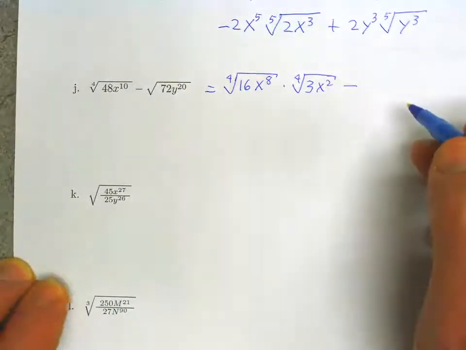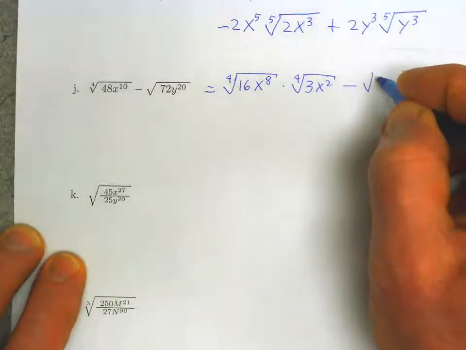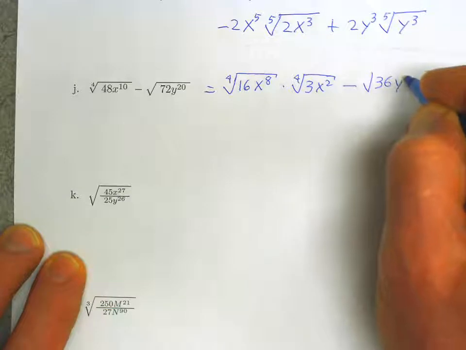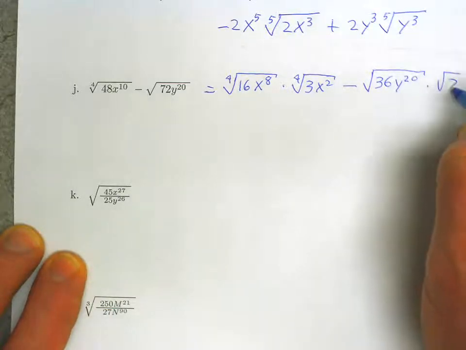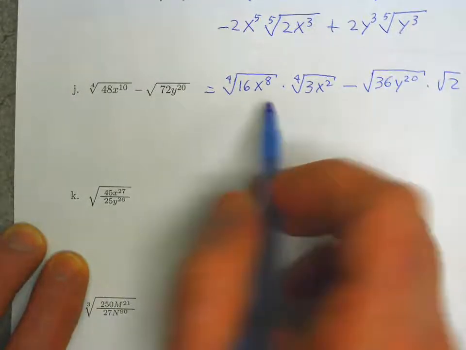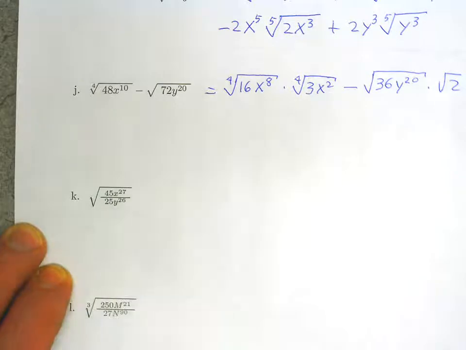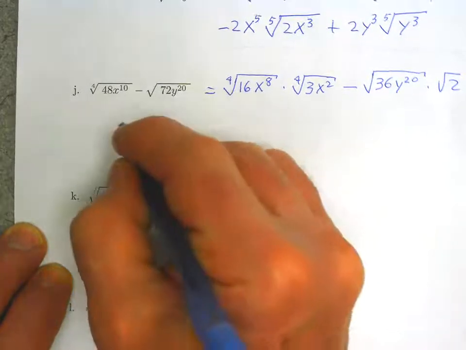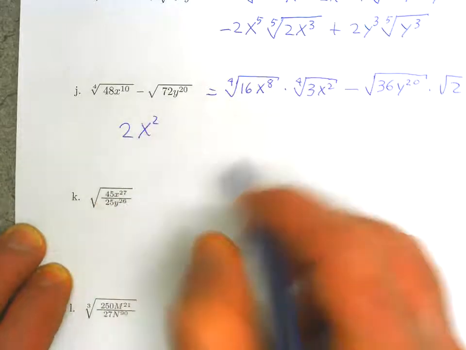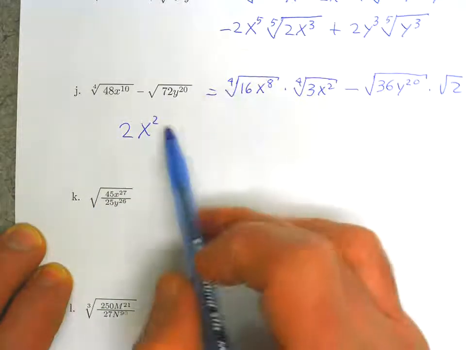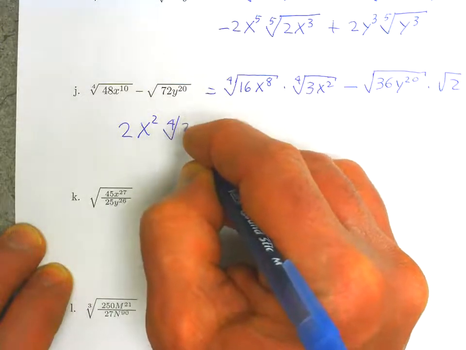And then over here, write this as the square root of 36y to the 20th times the square root of 2. And then in the next step, we can write the completely simplified expression. The fourth root of 16 is 2. The fourth root of x to the 8th is x to the 2nd, because 8 divided by 4 is 2. So 2x to the 2nd times the fourth root of 3x to the 2nd.